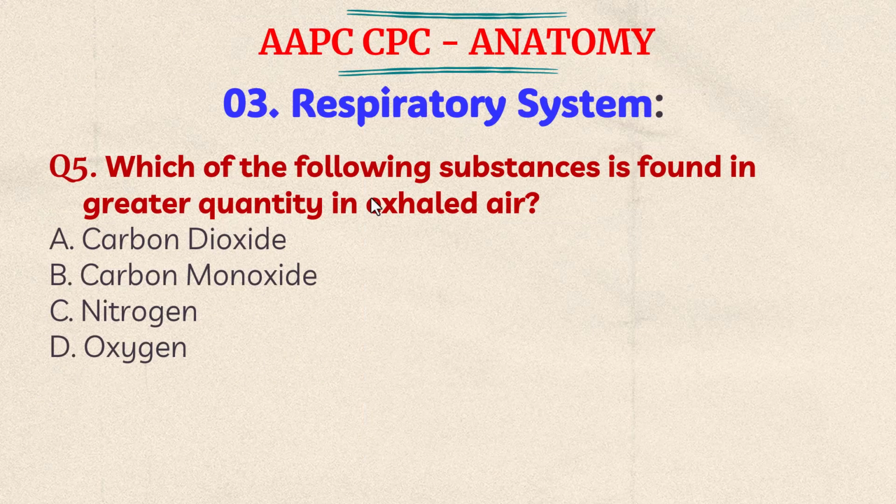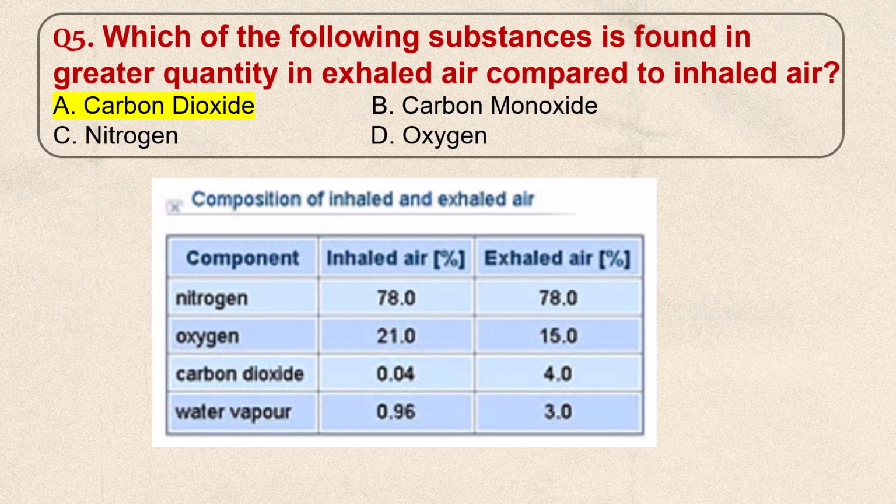Question number 5. Which of the following substances is found in greater quantity in exhaled air? A. Carbon dioxide, B. Carbon monoxide, C. Nitrogen, D. Oxygen. Think about the answer. So the correct answer is A, carbon dioxide.